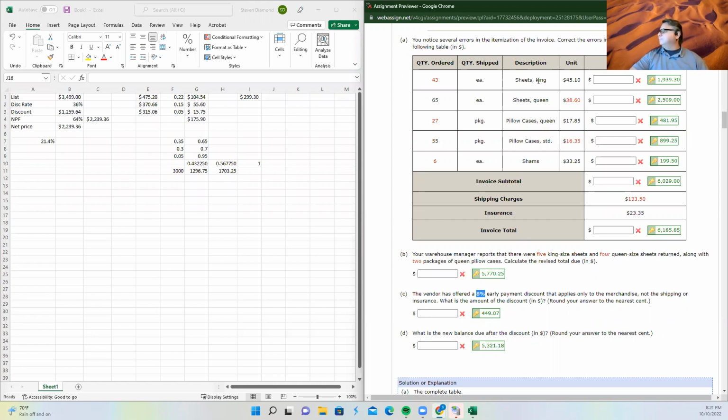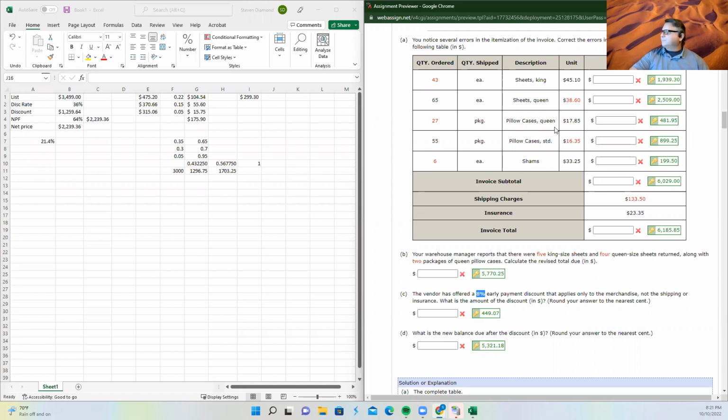Let's look at this one. So they ordered 43 sheets at $45.10. We bring all this over. We get an invoice subtotal, shipping charges, and shipping insurance. And then once we add all of that together, they say your warehouse management reports that there were 5 king size sheets and 4 queen size sheets returned, along with 2 packages of queen size pillowcases.